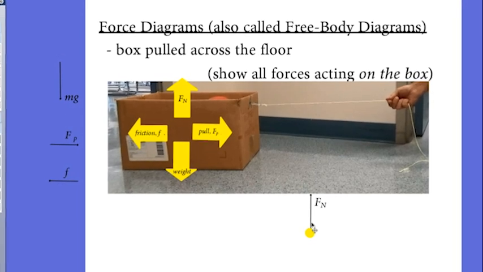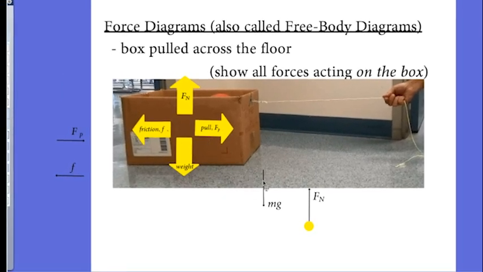So we just draw a dot to represent the box. There's the normal force supporting the weight. There's the force of gravity pulling down on the box. There is my pulling force pulling the box to the right, and the frictional force, which is opposing the motion of the box to the left. We'll see that friction always opposes motion, or if something wants to slide in one direction, friction will oppose that as well. So here is my force diagram for a box being pulled across the floor.